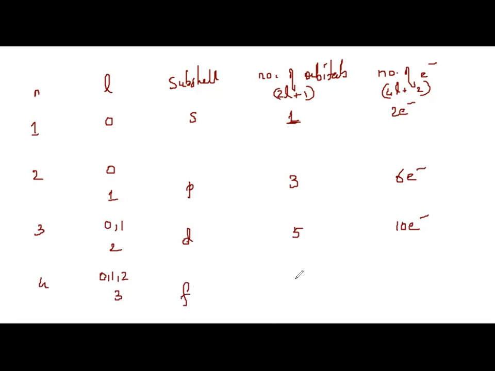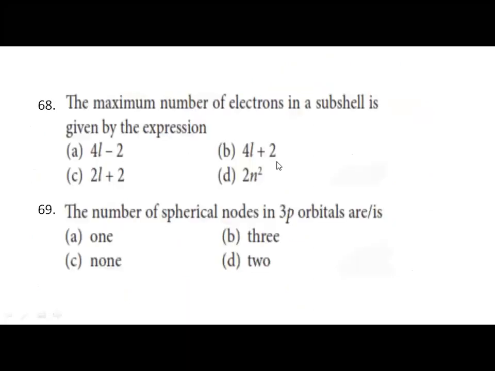For 3, it is f subshell. 2 into 3, 2 3s are 6, 6 plus 1 is 7. Are there 7 orbitals for f? Yes. So f subshell has 7 orbitals. Number of electrons, 4 into 3, 12 plus 2 is 14 electrons. Is it verified? Yes. So what we say, number of orbitals is governed by the formula 2 into L plus 1, whereas number of electrons in that given subshell is governed by 4L plus 2. How did that 4L plus 2 come? 2 into 2L plus 1, that becomes 4L plus 2. So the correct option is 4L plus 2.